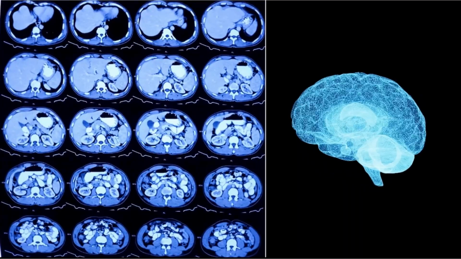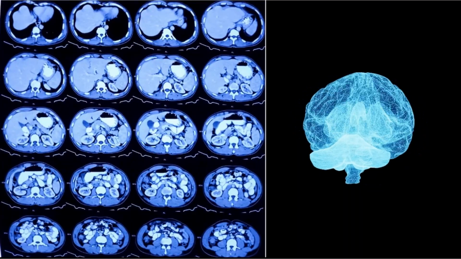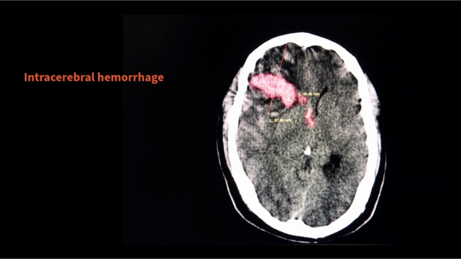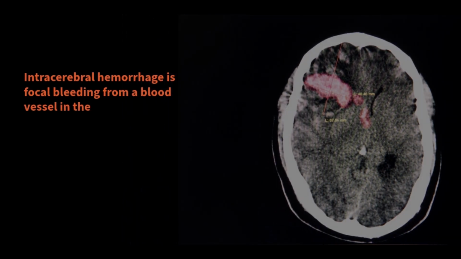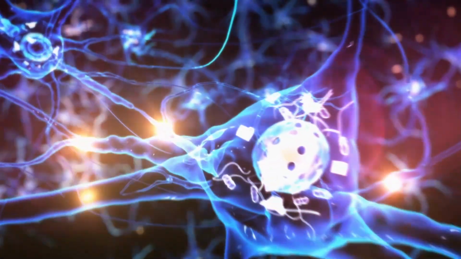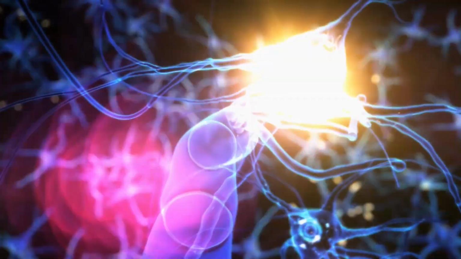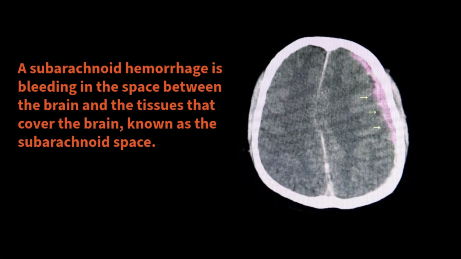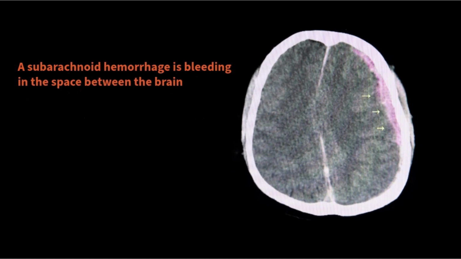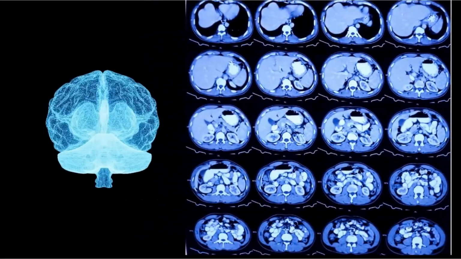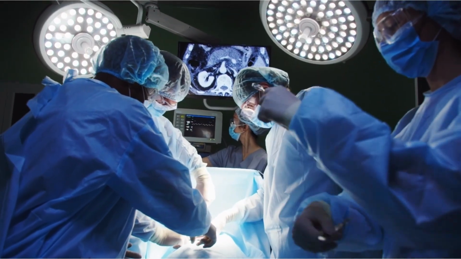The first type of cerebral hemorrhage is the intracerebral hemorrhage. This simply means that there is bleeding from a blood vessel in the brain parenchyma, or the functional tissue of the brain that is made up of two kinds of brain cells, neurons and glial cells. A subarachnoid hemorrhage is bleeding in the space between the brain and the tissues that cover the brain, and the space is known as the subarachnoid space. A subarachnoid hemorrhage is a type of stroke. It is actually a medical emergency that needs treatment right away.